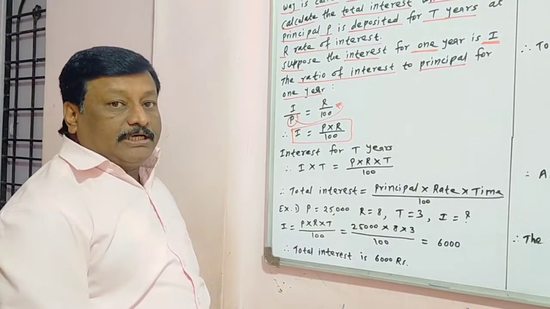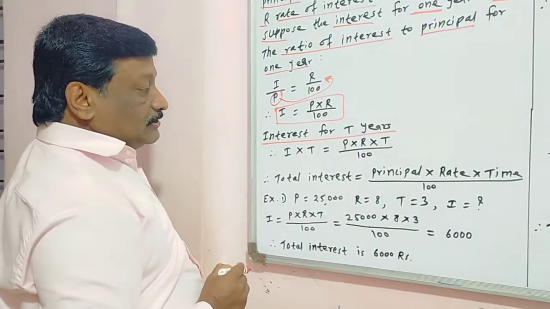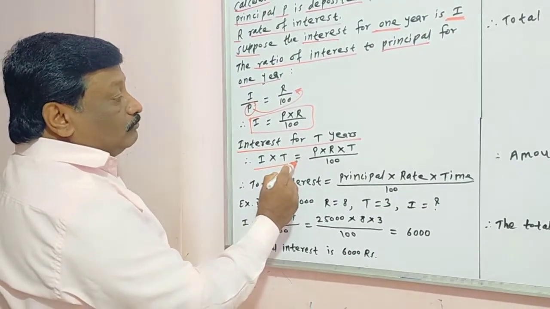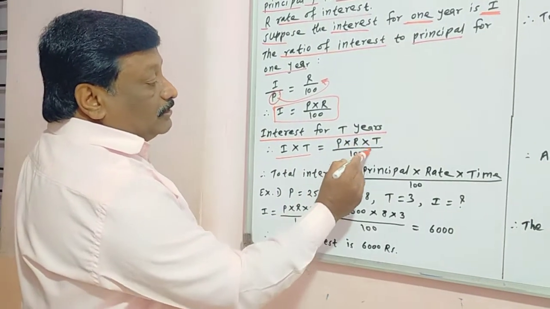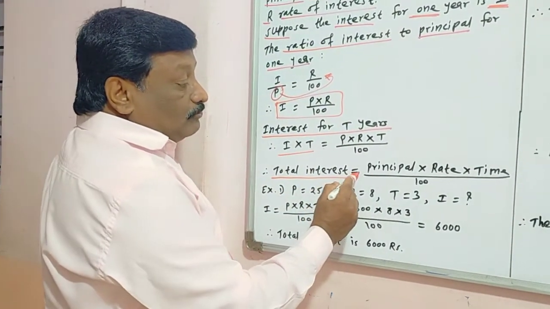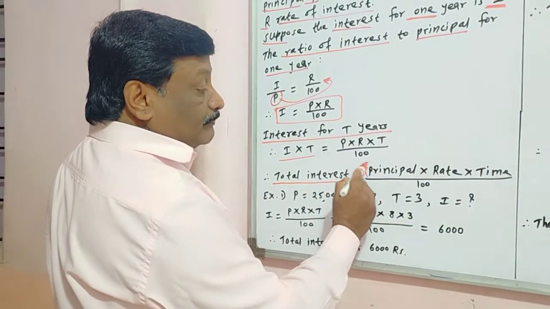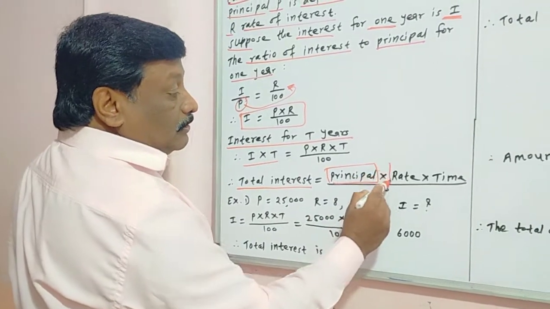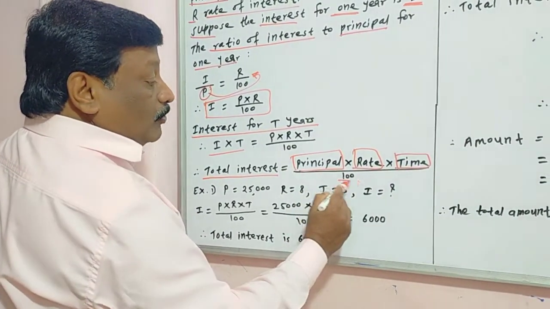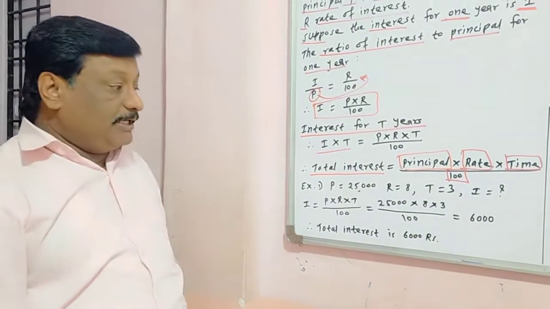Now we will calculate interest for T years. Multiplying both sides by T, we get I into T equal to P into R into T upon 100. Therefore, total interest is equal to principal into rate into time upon 100. This is the formula to find simple interest.